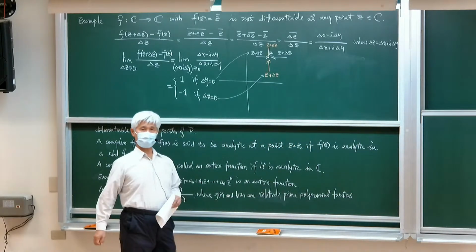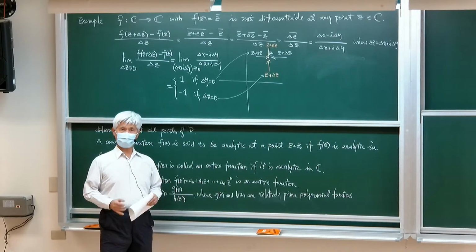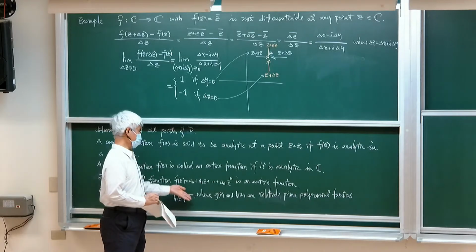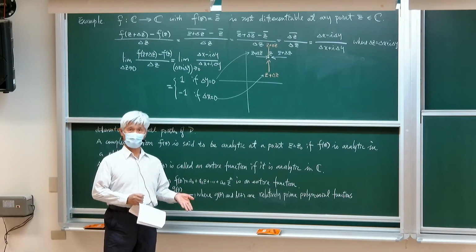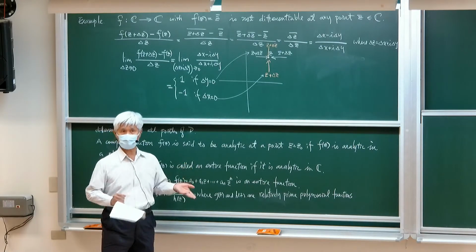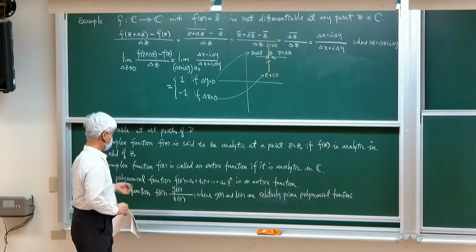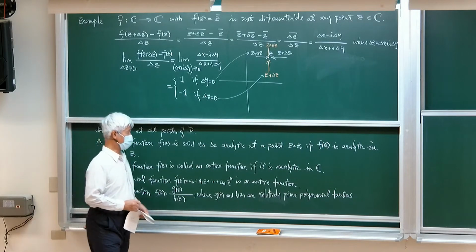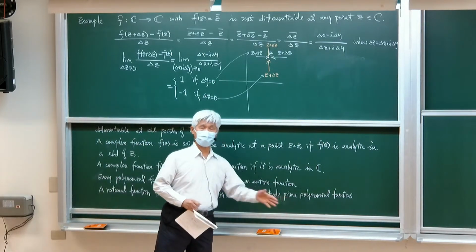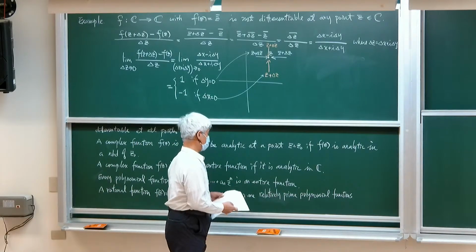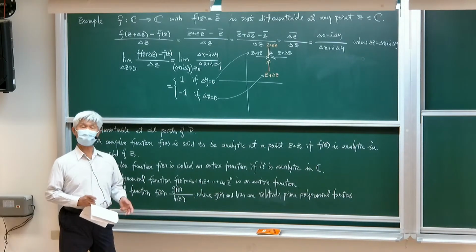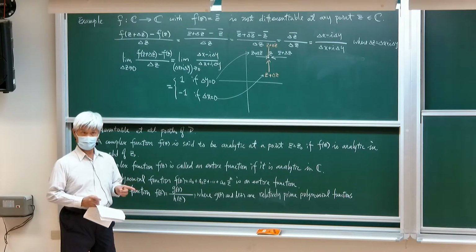Relatively prime means that they do not have a common factor of degree greater than or equal to 1, right? They can have common factors which are constants, of course. So any non-zero constants are their common divisors. But when we define that two polynomials are relatively prime, it means that they do not have a common factor of degree greater than or equal to 1, right?